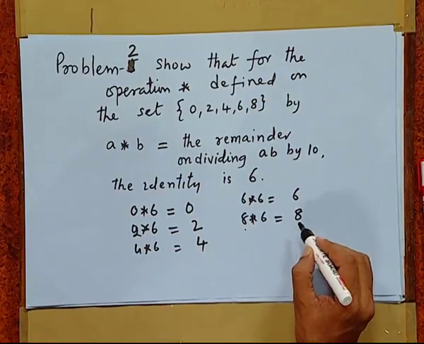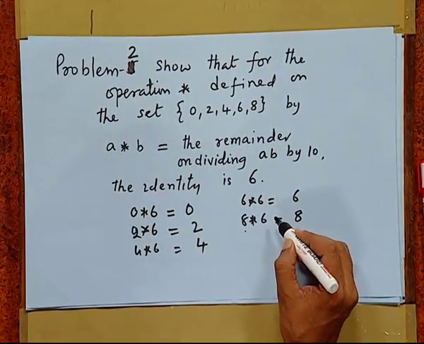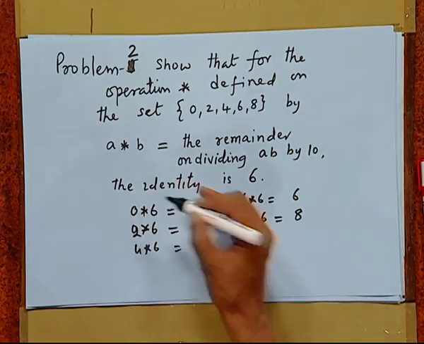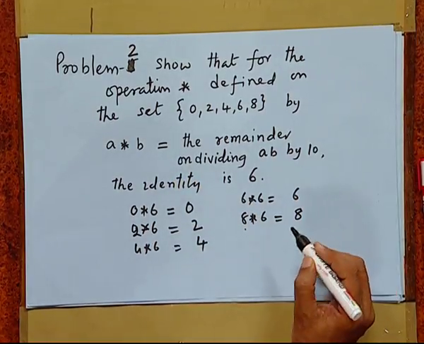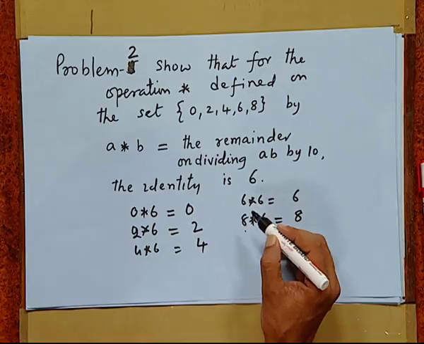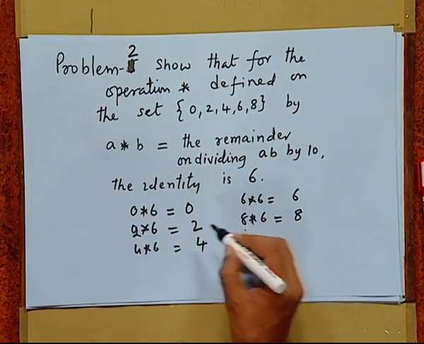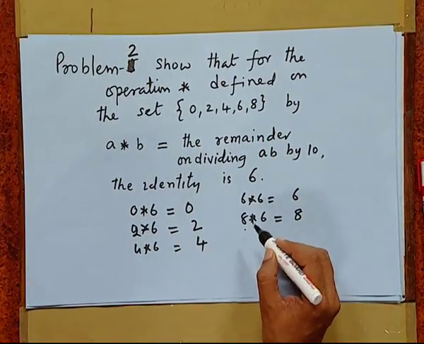Now, since the operation is commutative, we don't have to check for 6 times 0 and all that. Ultimately, every time 6 star any element is the same element. So, 6 is the identity.